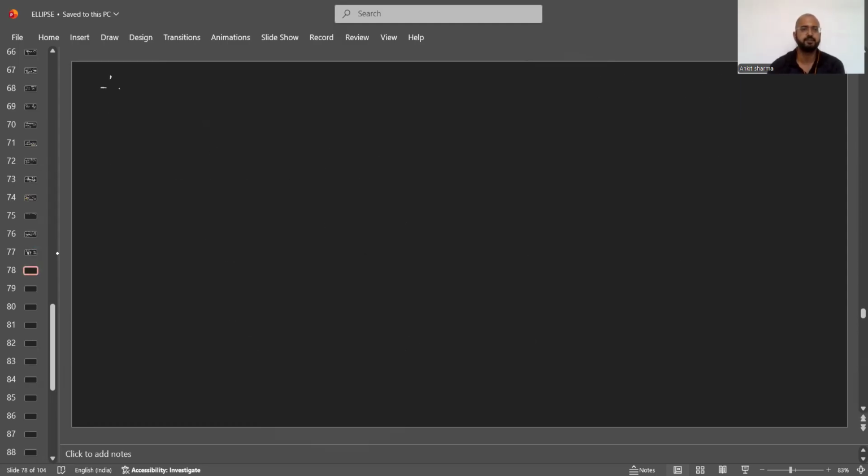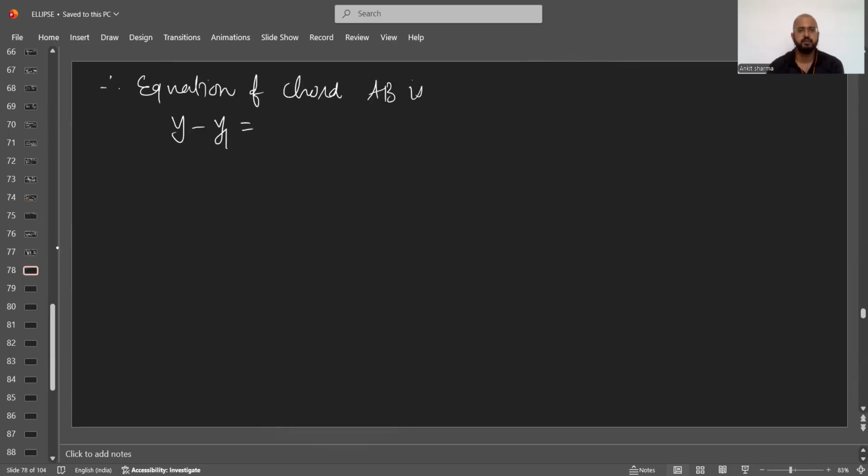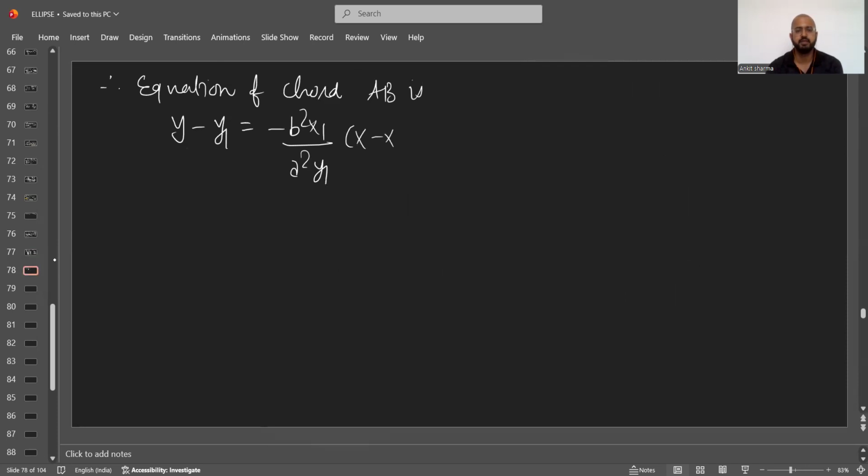Therefore, the equation of chord AB we can get. The equation of chord AB is y minus y1 is equal to the slope. The slope is this guy: minus b square x1 over a square y1, into (x minus x1). So multiplying here, I'll have a square y1 times y minus a square y1 square is equal to minus b square x x1 plus b square into x1 square.